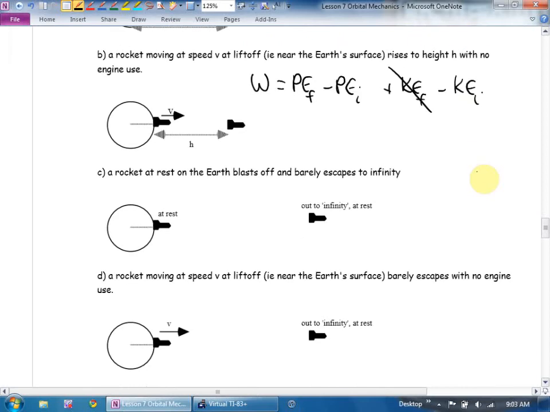What about a rocket at rest on the Earth blasting off and barely escaping to infinity? Okay. This is escape velocity. Did we tackle that one with work? No, we tackled that one with conservation of energy, remember? We did this. Kinetic energy initial plus potential energy initial equaled nothing, because we said the final was zero and the final was zero. And then we went a half mv initial squared plus negative big G big M little m over R. We were able to derive an expression for escape velocity.